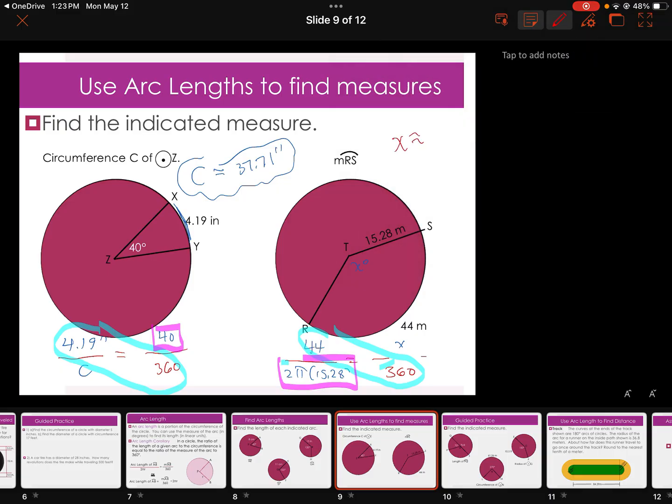Type it in, make sure you're getting what I'm getting. I'm doing 44 times 360. Now I'm going to divide that by, use parentheses if you're hitting the division button. If you're using alpha x, you're okay. If you're hitting divide, you better use parentheses. This gives me 164.99. And this is an arc measure. It's in degrees.